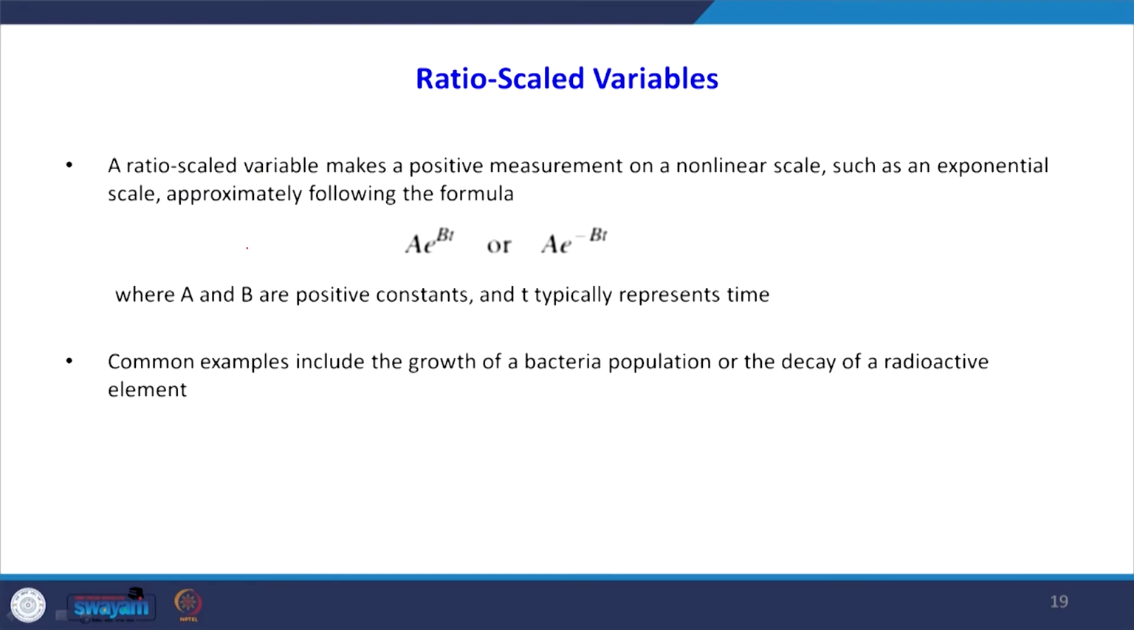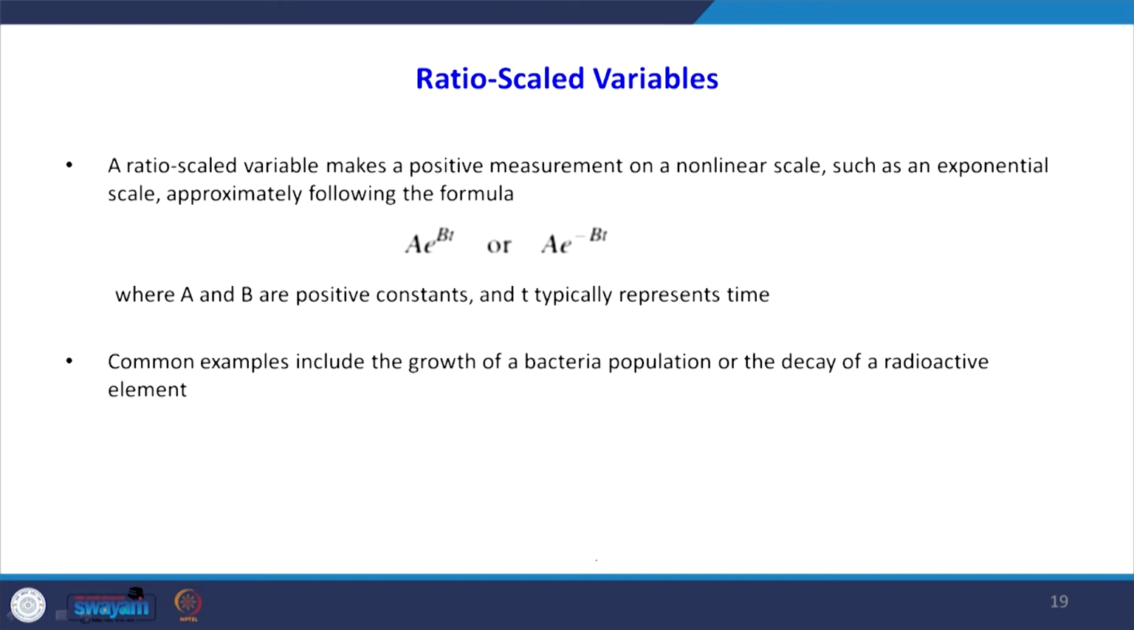Now, let us go to the next type of variable, that is a ratio scaled variable. A ratio scaled variable makes a positive measurement on a nonlinear scale such as exponential scale, approximately following the formula: a e to the power bt or a e to the power minus bt, where a and b are positive constants and t is typically representing the time. So, common examples include the growth of a bacteria population or the decay of a radioactive element. That is an example of ratio scale.